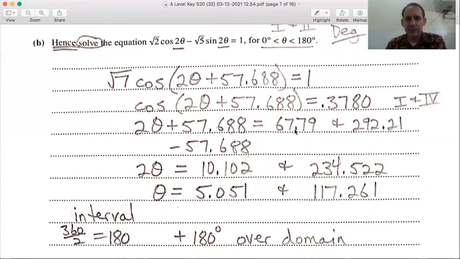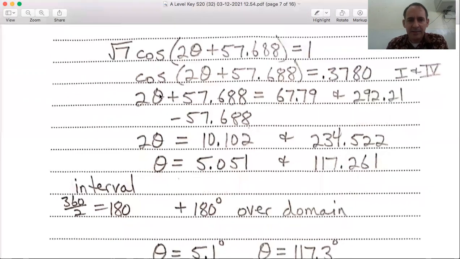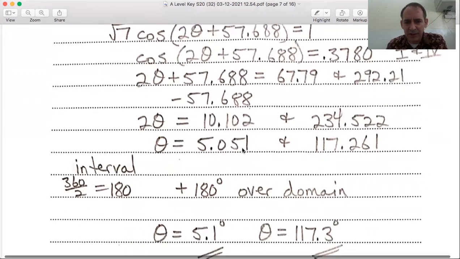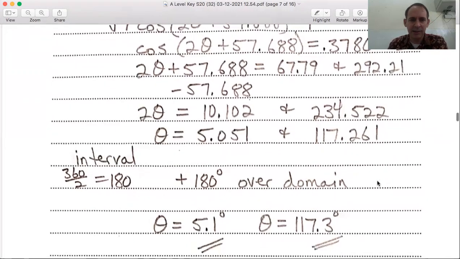292.21. Then we subtract the 57.688 from both of these. That gives us 2 theta equals 10.102 and 234.522. Then divide both sides by 2. That gives us 5.051 and 117.261. Normally, we would do an interval.